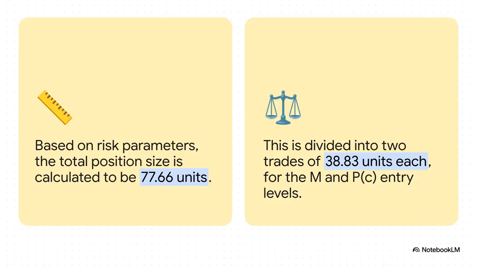So what happens when you plug all those numbers we just saw into the model's formula? This is what it spits out. The total position size is calculated to be a very precise 77.66 units of SOL. But here's the key. That total amount is split right down the middle. It's divided into two identical trades of 38.83 units each. One trade is for that first M entry, and the other is waiting for that potential PC entry.